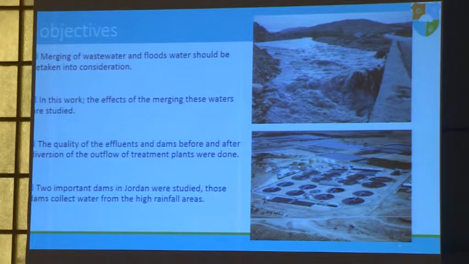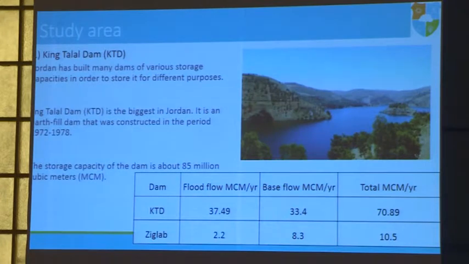Two case studies were chosen, the King Talal Dam and the Ziqlab Dam. King Talal Dam is the biggest dam in Jordan. It's an earth-fill dam and has a capacity of about 85 million cubic meters per year. The main river that supplies this dam with water is the Zarqa River. It has a base flow of about 33 million cubic meters per year, and a flood flow of about 37 million cubic meters per year. The second case study is the Ziqlab Dam.